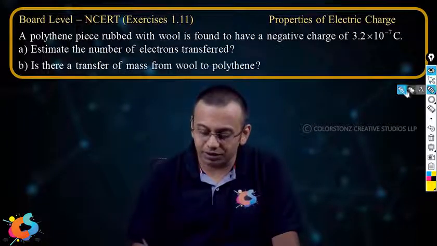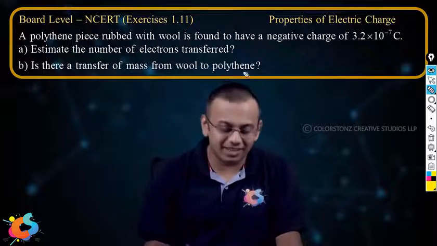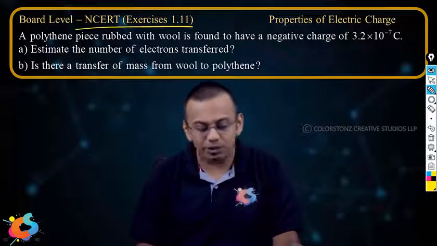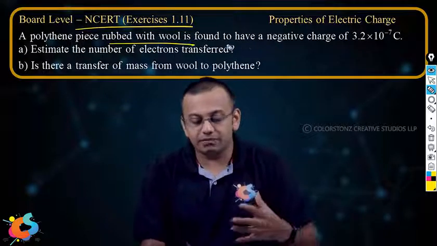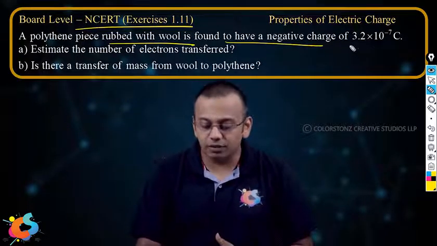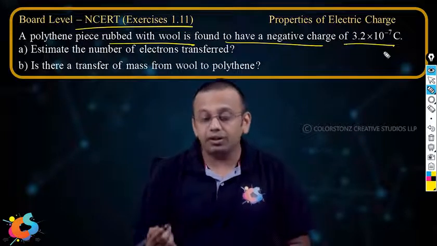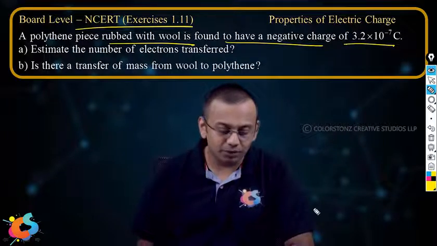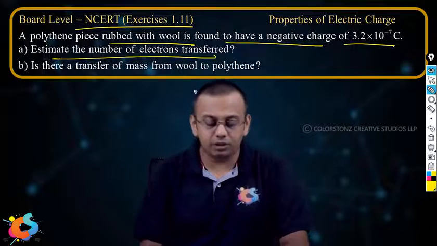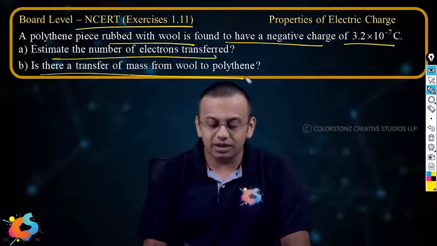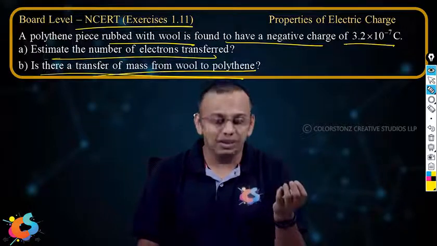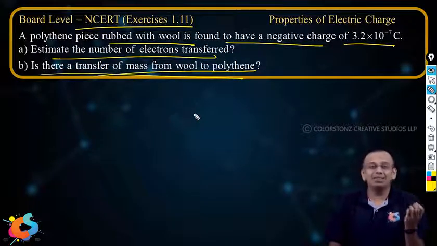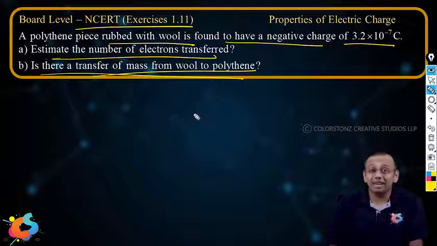This is the first question, which is from NCERT itself, exercise 1.11. A polythene piece rubbed with wool is found to have a negative charge of 3.2 into 10 to the power minus 7 Coulomb. Estimate the number of electrons transferred. Is there a transfer of mass from wool to polythene? So, this question is based on the simple property of quantization of charge.